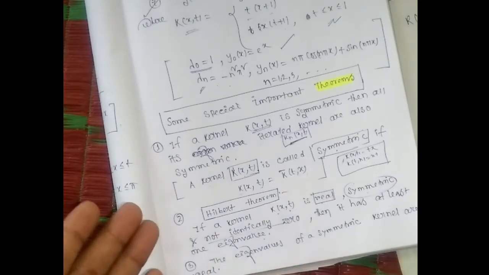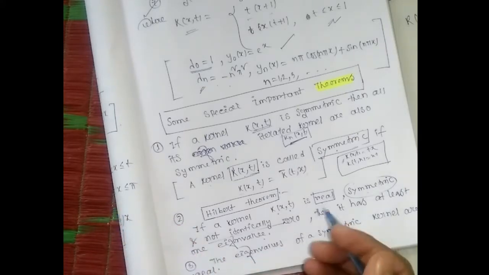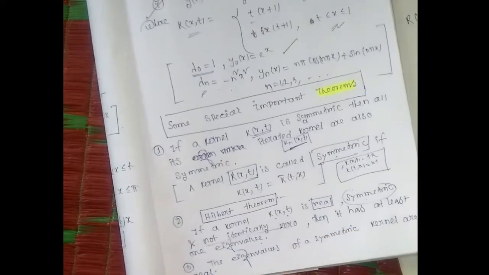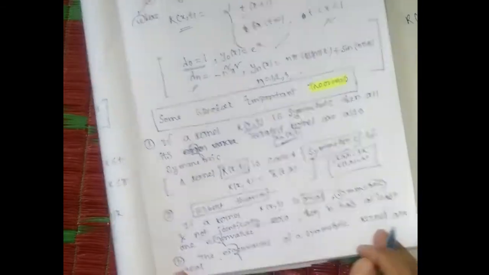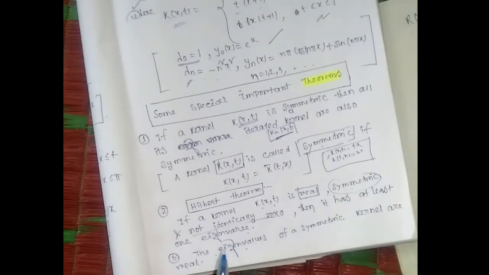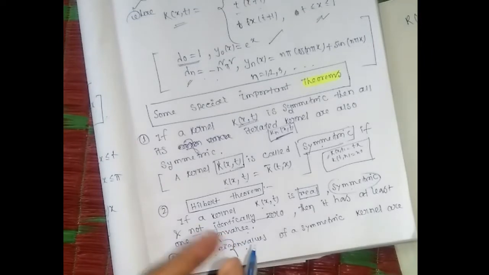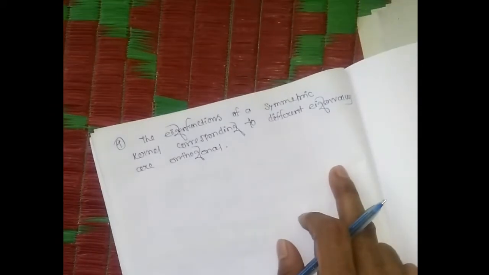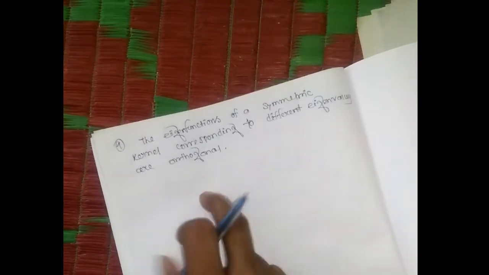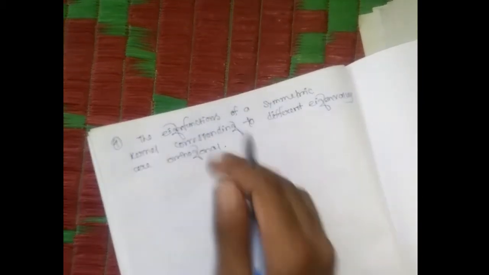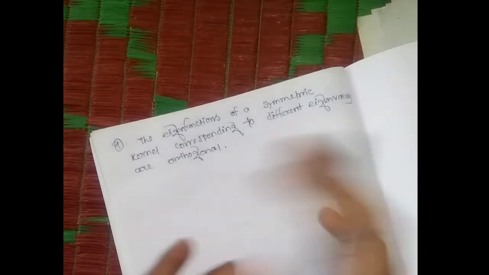Eigenvalue, characteristic value or characteristic number, all are the same. Number 3: the eigenvalues of a symmetric kernel are real. The last: the eigenfunctions of a symmetric kernel corresponding to different eigenvalues are orthogonal. This is important: eigenfunctions corresponding to different eigenvalues are orthogonal.